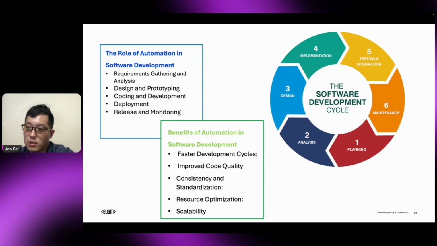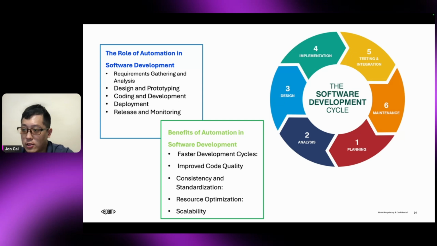And the second one is coding and development, because automation in coding involves using tools and frameworks that offer code generation, code completion, and code refactoring. These tools help developers write code faster, maintain consistency, and align code to coding standards.